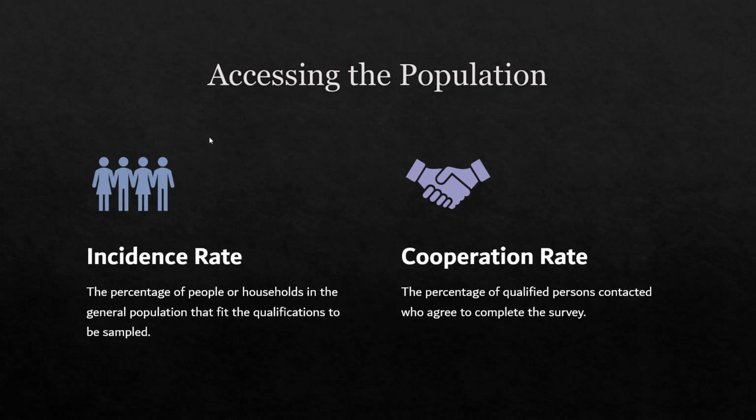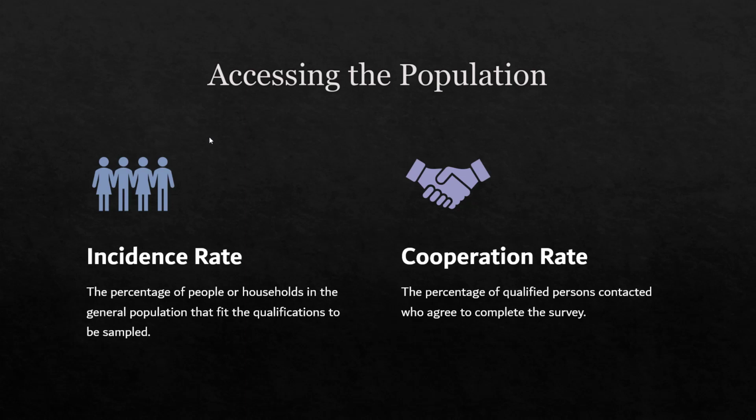Now, we mentioned previously incidence rate, which is the percentage of people or households in the general population that fit the qualification to be sampled. I'll give you an example about our university, CSUF students. We have 40% Latino students, which means the incidence rate is pretty high compared with Native American students, which I think is less than 1%.